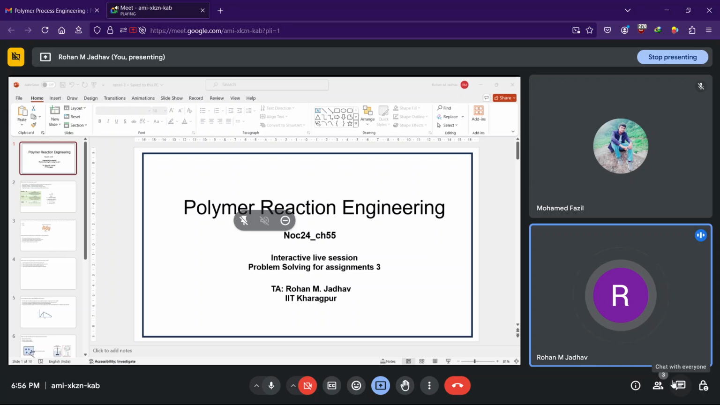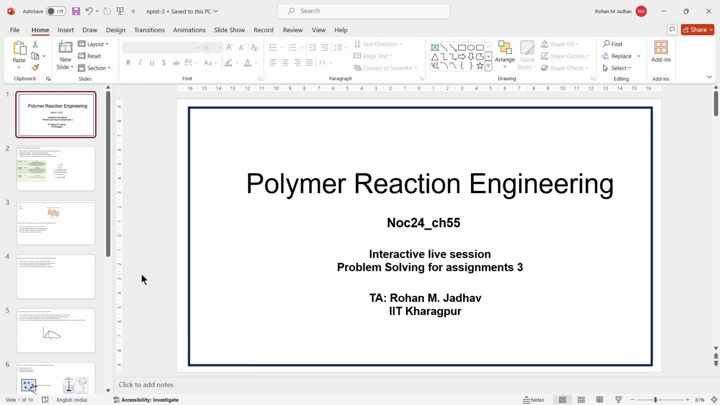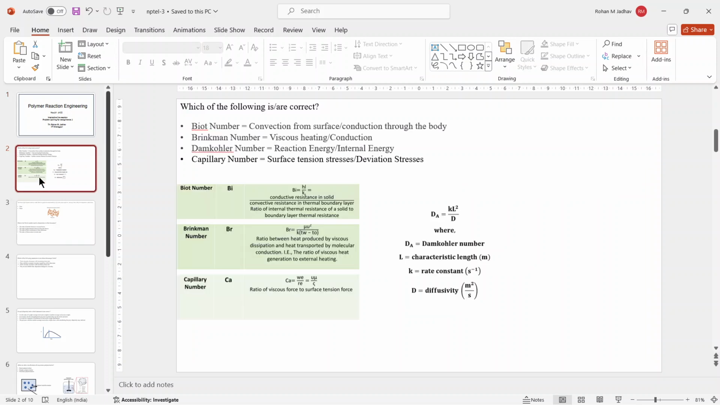Hello, Mohammed. We'll start explaining the questions to you right now. Okay, so starting from the first question, which of the following is or are correct? We have been given here four dimensionless numbers, and we are asked which definition is correct. So I have put the definition of all four here, which will make it quite easier for us to understand each number and its role.